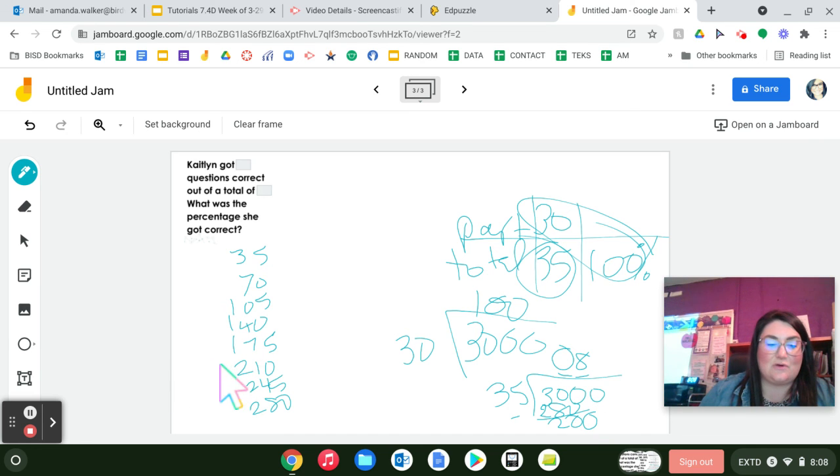35 goes into 200. 5 times, which is 175. I'm running out of room here. 250, it goes in 6 times. So she got about 85.6. If we were rounding and we gave her a numerical grade, it would be 86.